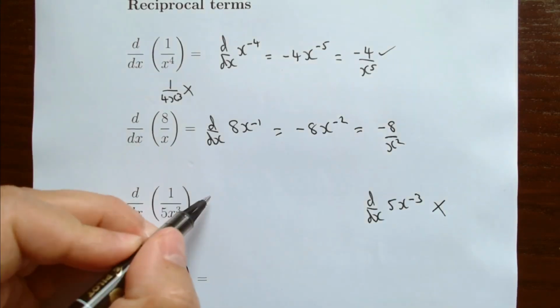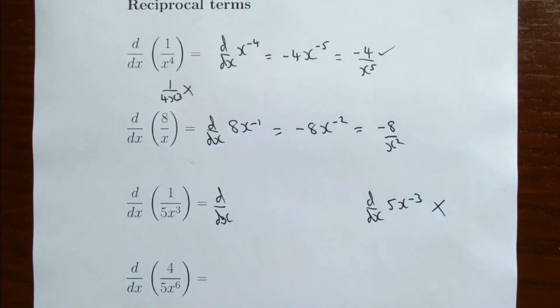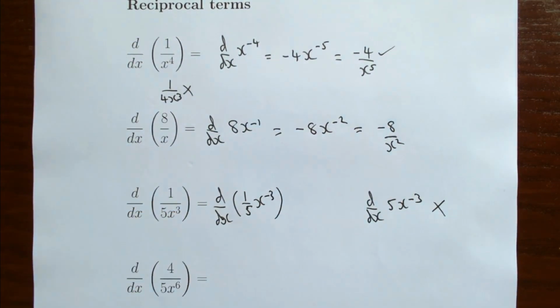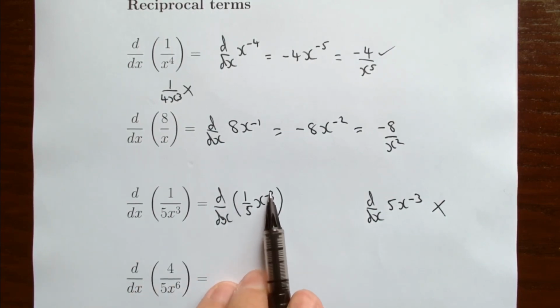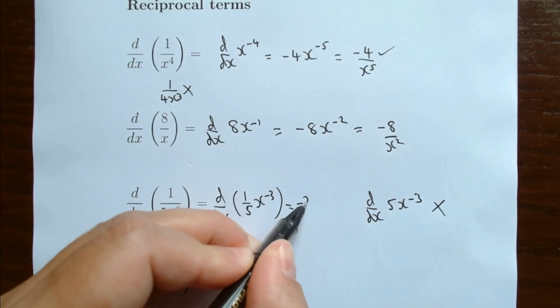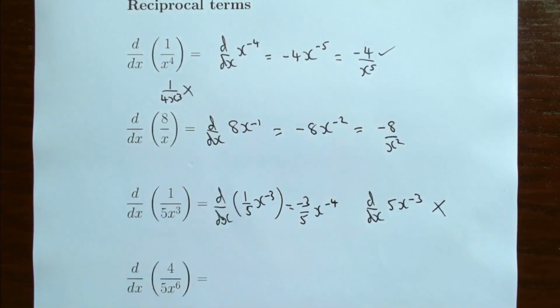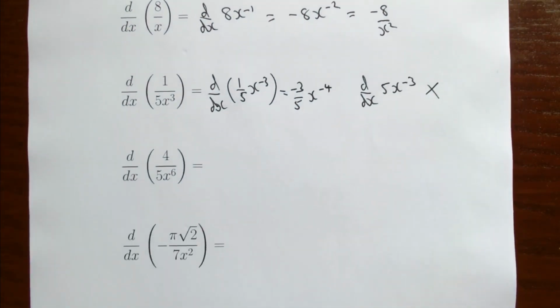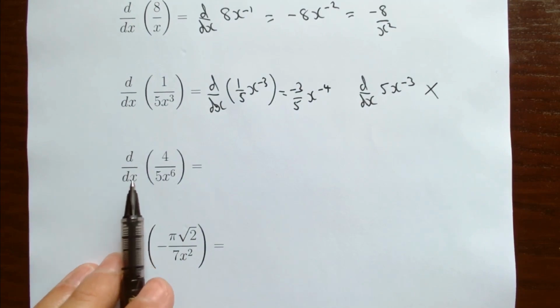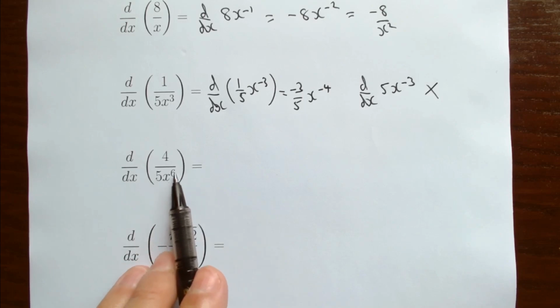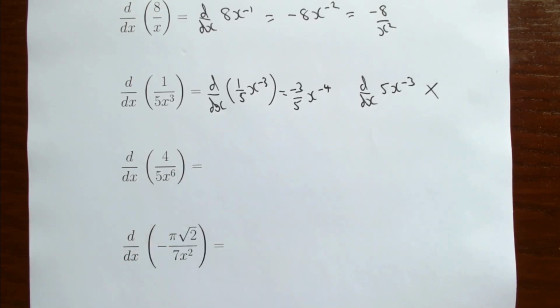So the correct method is that this becomes 1/5 x to the minus 3. Only the x cubed goes up and the 5 stays where it is. And now we can differentiate this normally. The minus 3 comes down, minus 3/5 x to the minus 4. Okay, the next example, we're going to differentiate 4 over 5x to the 6, and again the 5 doesn't come up with that, only the x to the 6 will come up.